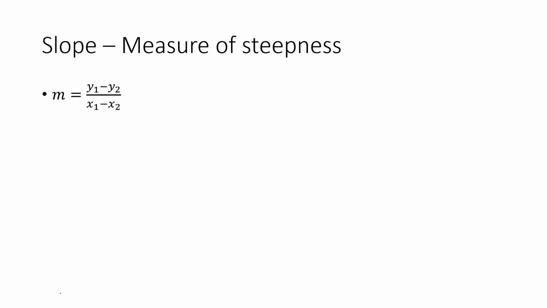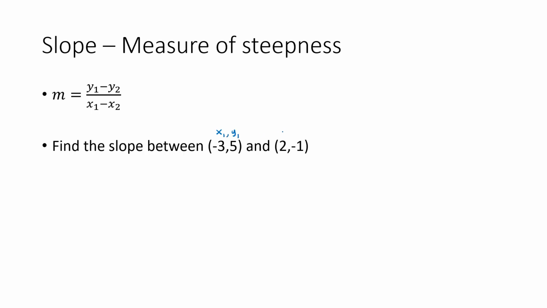The slope formula is m equals y1 minus y2 over x1 minus x2. This formula should be very familiar to us. So if we want to find the slope between these 2 points, negative 3, 5, and 2, negative 1, the first point is x1 comma y1. The second point is x2 comma y2. So my slope is equal to y1, which is 5, minus y2, which is negative 1, over x1, which is negative 3, minus 2, which is our y2.